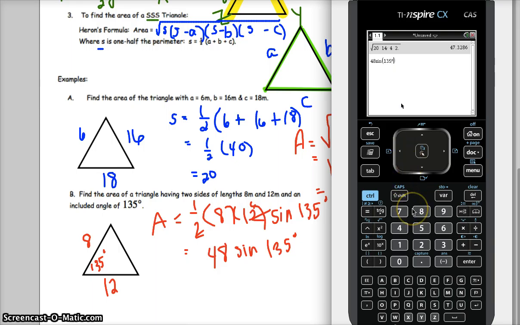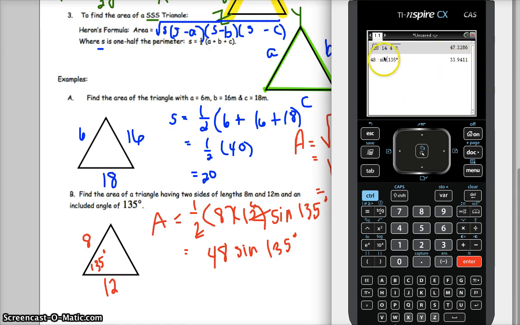If you are not sure what your mode is in, you can either stop and check it or place the degree symbol. And I'm going to go back and put a decimal after 48 so that my calculator automatically calculates, and I am getting a value for an area of 33.9 meters square.